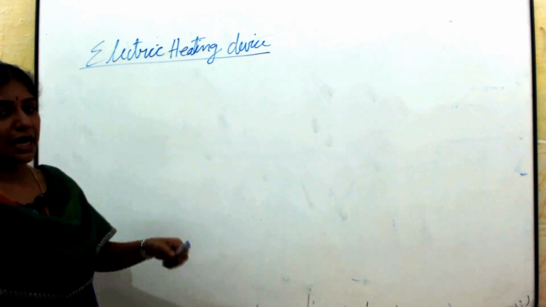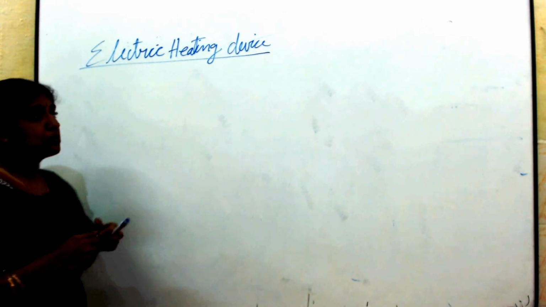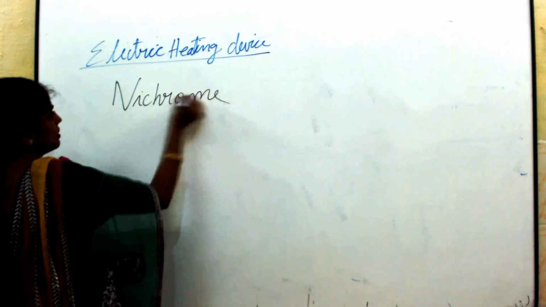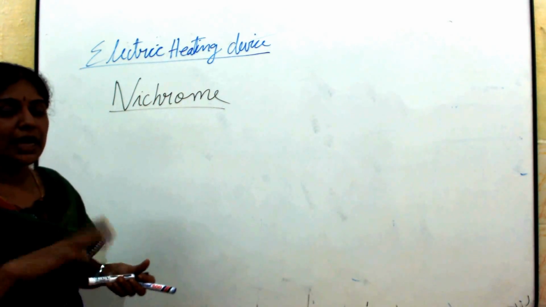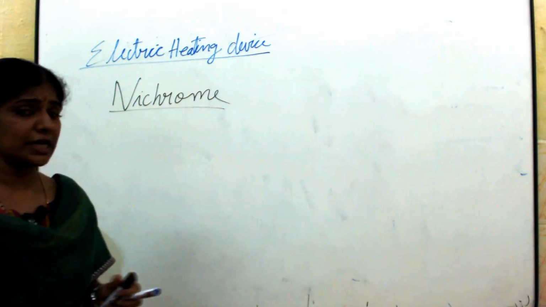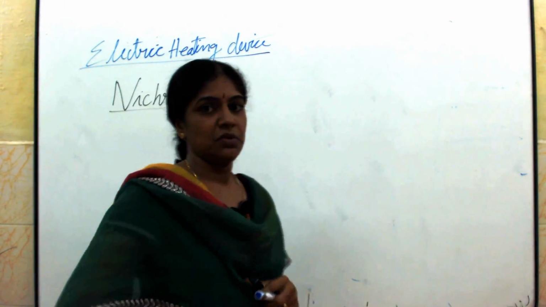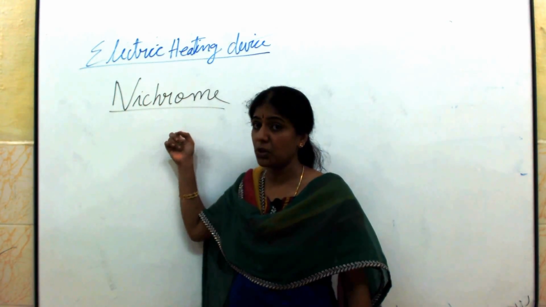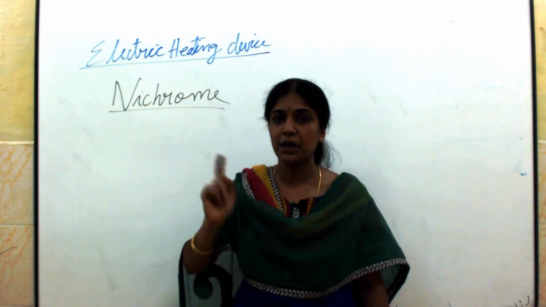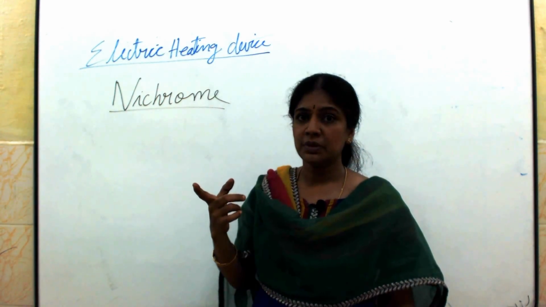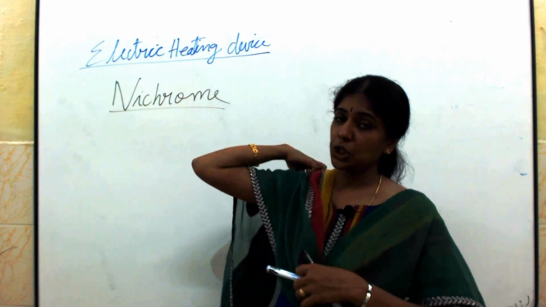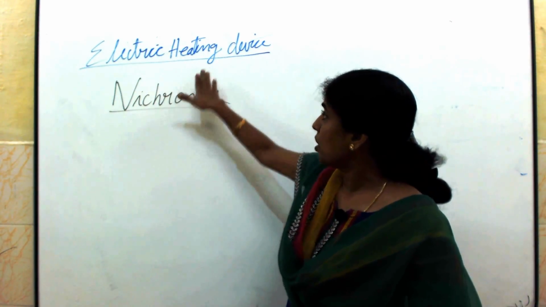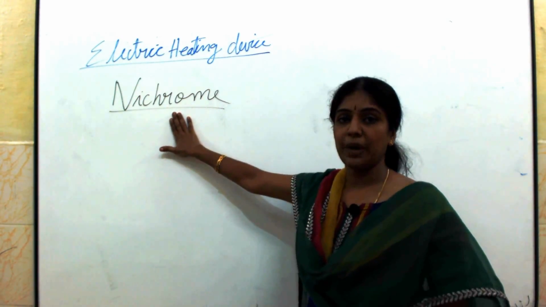If you see the heating elements in all those heating devices, you will see nichrome used as a heating element. Why? Because nichrome is an alloy of nickel and chromium. It's an alloy. We have already seen in the second lesson manganese and nichrome. These alloys we use for making standard resistance, because the temperature coefficient of resistance is low for nichrome, isn't it?